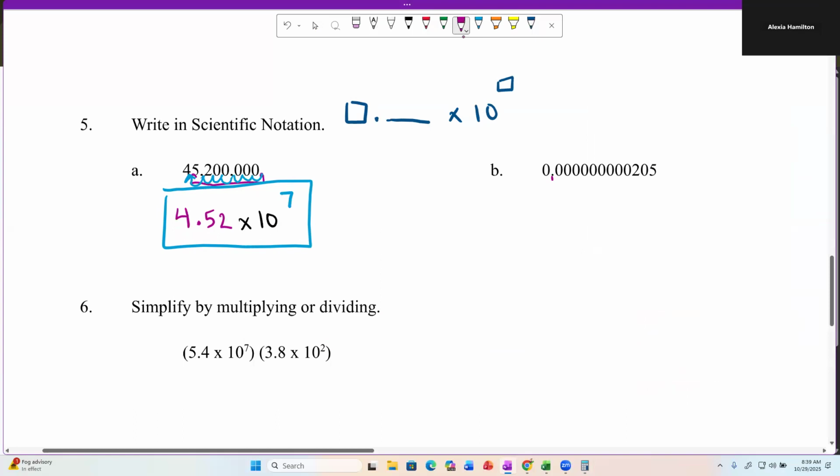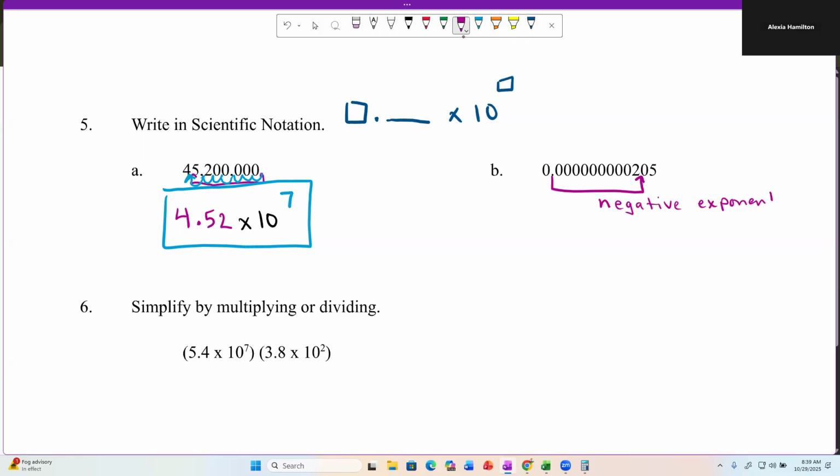I'm going to take my decimal point. I see it, and I want to move it so that it is behind one number. This is a negative exponent because the zeros are in front. So what do I have? 2.05 times 10. How many spaces did the decimal point move? 1, 2, 3, 4, 5, 6, 7, 8, 9, 10 spots.